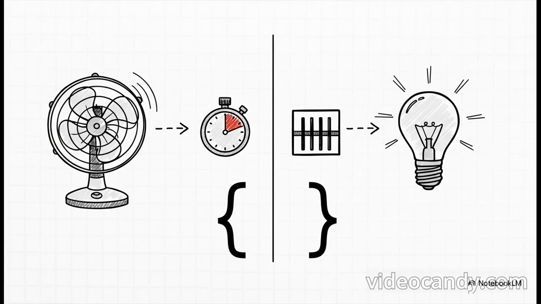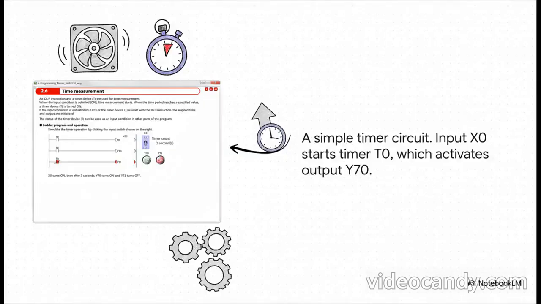Okay, first things first, let's just get crystal clear on what we're doing. We need the fan to operate based on time, and the bulb to operate based on a specific number of flashes. So for the fan, we grab a timer. It's the perfect tool. If you look at this diagram, this is called ladder logic. You can see when our start signal X0 turns on, it starts the timer T0. We'd set that for our 10 minutes. And once that time is up, the timer energizes the output Y70, which is wired to our fan. It's a classic wait then act situation.